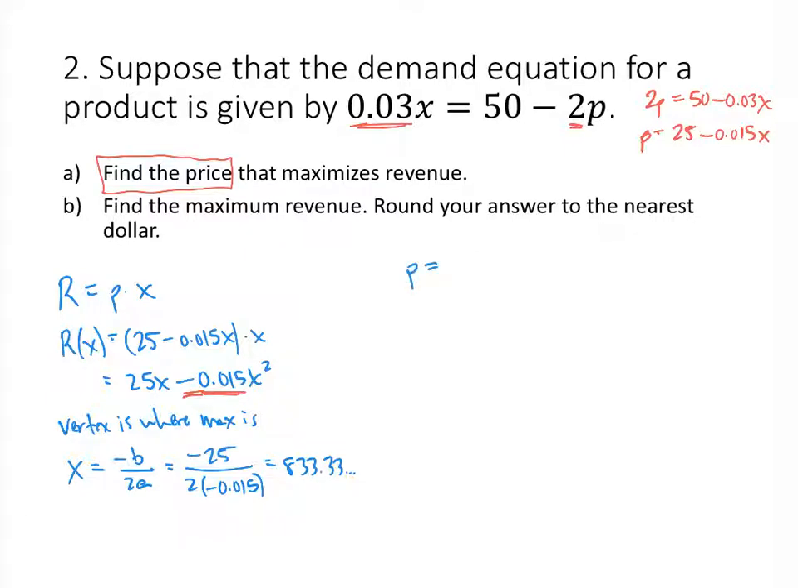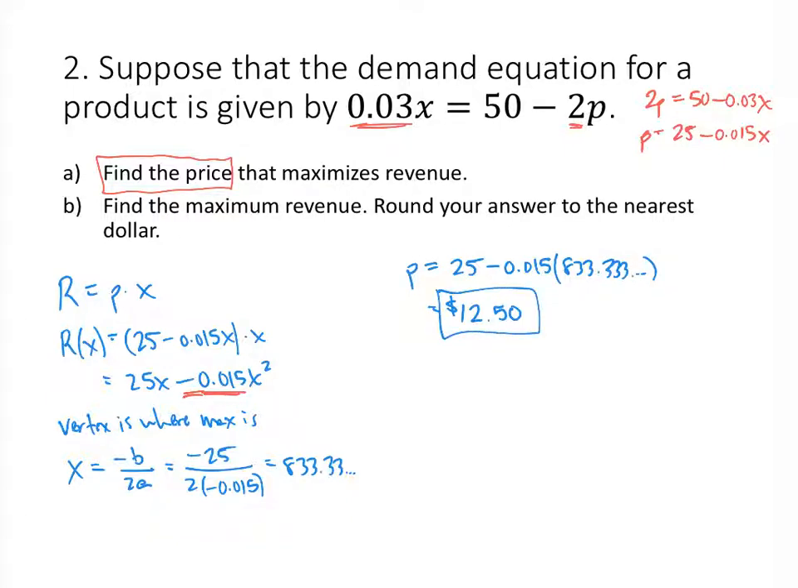So p is going to be 25 minus 0.015 times 833.33 repeating. And that ends up working out to be 12.5. But since this is a price, it makes sense to write this in terms of dollars and cents, so we'll write that as $12.50. So that's the answer to part A.